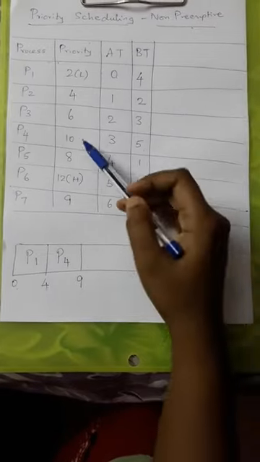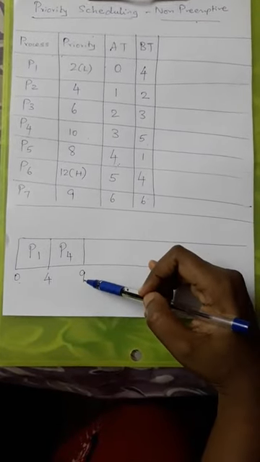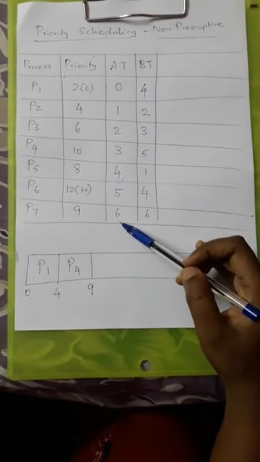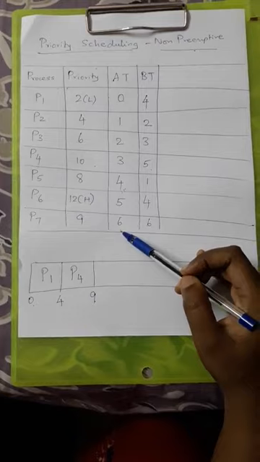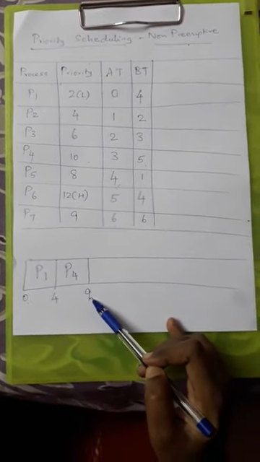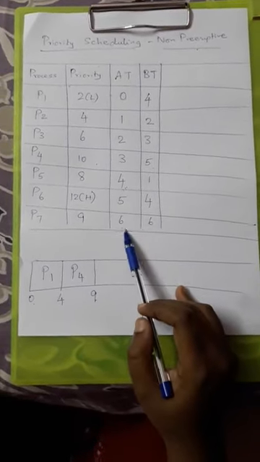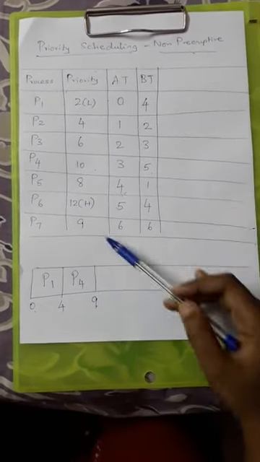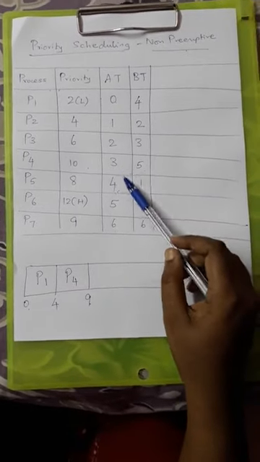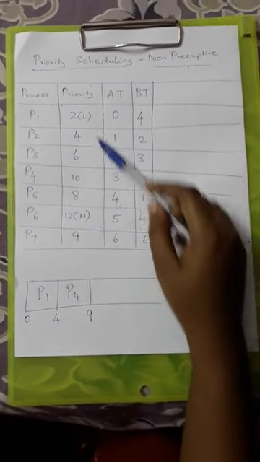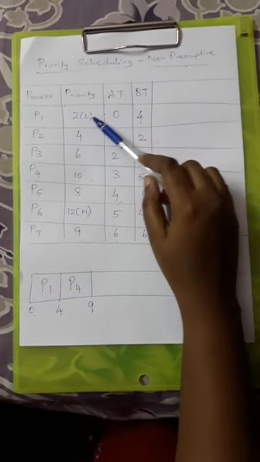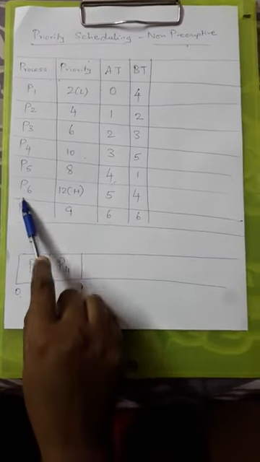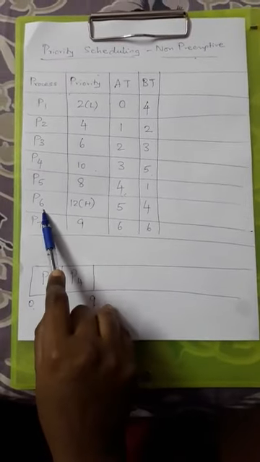Then after that, if you see here at 9 milliseconds, the arrival time for the last process, that is P7, is the 6th millisecond. So, by the time 9 milliseconds, all the processes have entered the system. So now you need not check whether all the processes have arrived or not, because we are having all the processes in the system. While considering all the processes except the completed processes P1 and P4, what is the highest priority? Process P6. That is, 12 is the highest priority, P6.